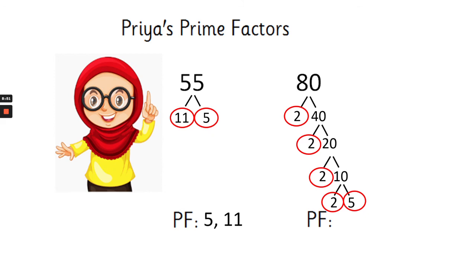I've got 5, 2, 2, 2, 2. They are the prime factors of 80. Look at all those 2's that I have. There's a much more efficient way to write it. I've got 5 and 2 to the power of 4. Those are the prime factors of 80.